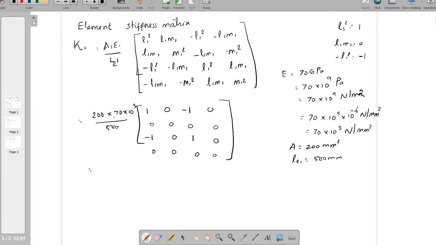If you calculate 200 into 70 into 10 power 3 by 500, it is 28 into 10 power 3. So we can write again: 1 0 minus 1 0, 0 0 0 0, minus 1 0 1 0, 0 0 0 0. So we have finished one stiffness matrix for the first element.